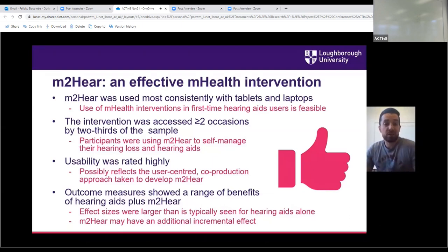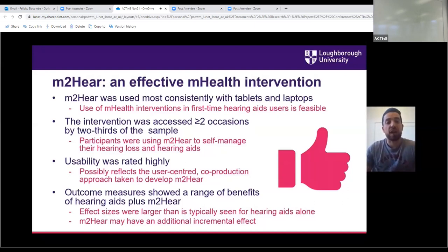Usability was also rated highly, which again, as I mentioned, possibly reflects the user-centered co-production approach taken when we were developing the resource. And our outcome measures also showed a range of benefits of hearing aids plus using M2Hear. So as I mentioned, the effect sizes were much larger than we would typically see from just being given hearing aids alone.